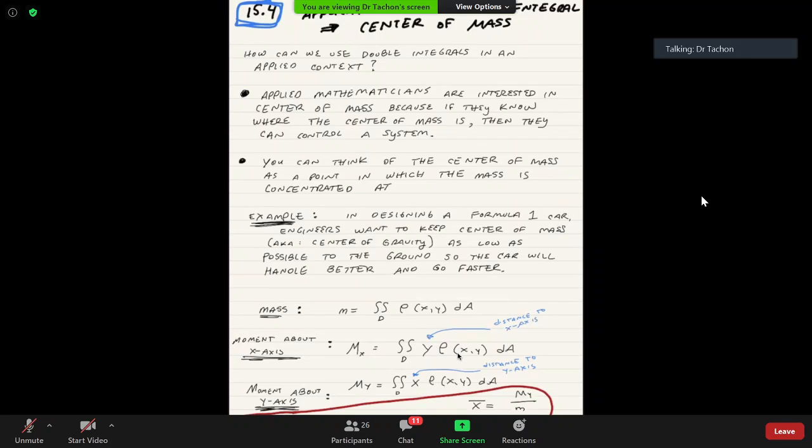So you want to take the density and then how far you are away from the x-axis. So that's why you're using the y out in front. Okay, and then your moment about the y is going to be your density, but then you're going to multiply that by the distance you are away from the y-axis, which is going to be the x representation. These are your formulas.